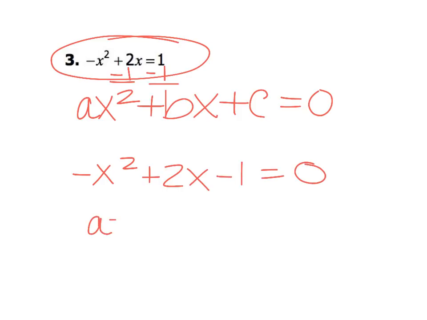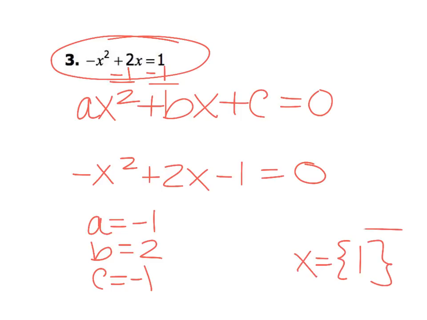Then you would identify your a as negative 1, your b is 2, and your c is negative 1, and then plug it into the quadratic formula. All right, so just for time's sake, we're not going to do this one because we've got a lot to cover today. But if you wanted to do this one on your own, you should get that x equals 1.